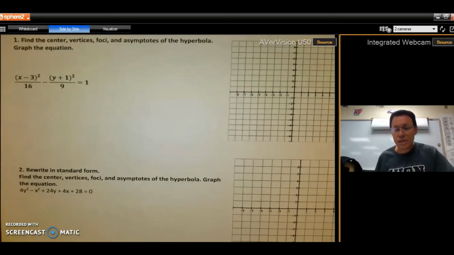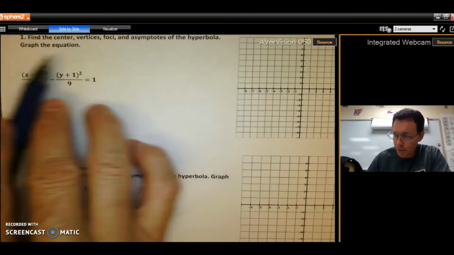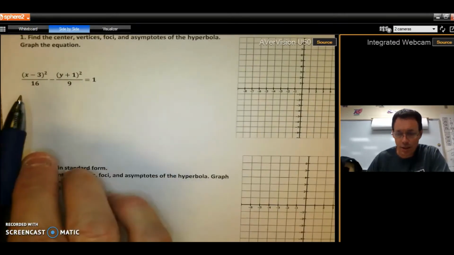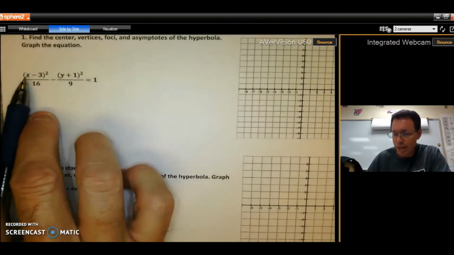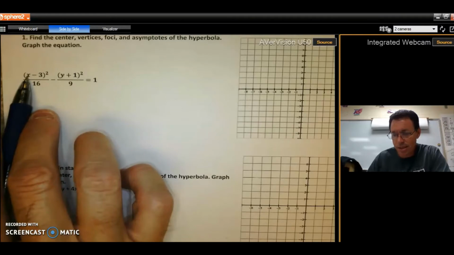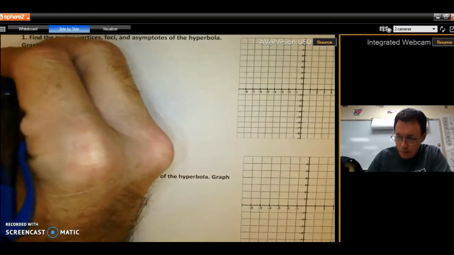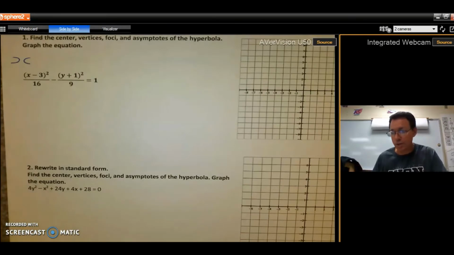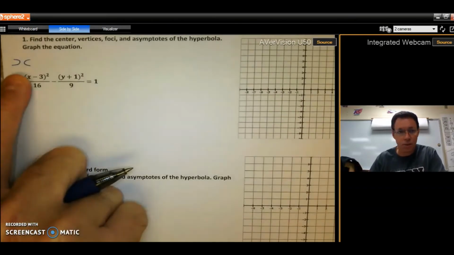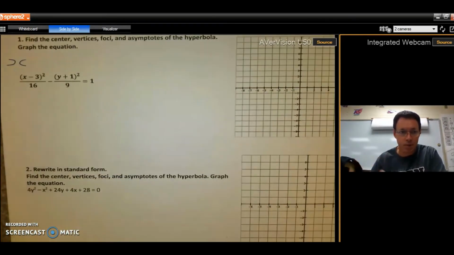All right, so let's take a look at our first example here. So here's my equation. I see the minus sign, so this is a hyperbola. The absolute very first thing I'm going to do is I'm going to notice that the x is first. So this is going to be a hyperbola that goes more in the x direction. So I'm going to write that right away so I'm getting my brain going in the right direction.